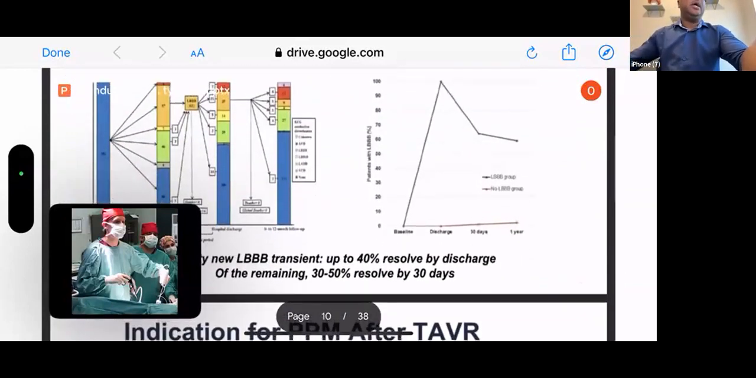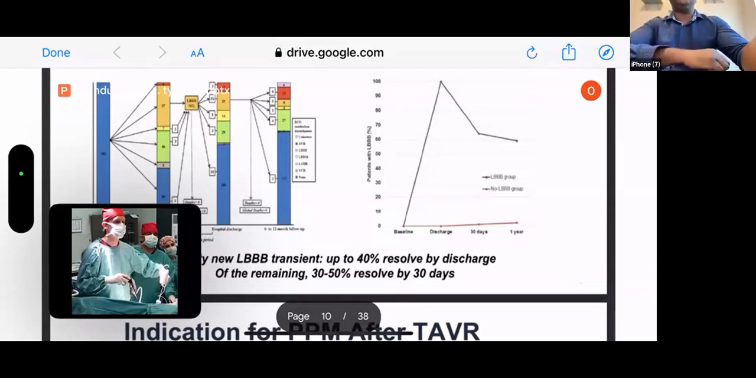So for the next slide, I just wanted to highlight that the majority of the new left bundle branch blocks are transient. Up to 40% of them resolve by the time the patient is discharged. And even when they are discharged, of the remaining 60%, about 30 to 50% of them resolve by 30 days. So a pacemaker is not really needed in some of these patients if they are stable.